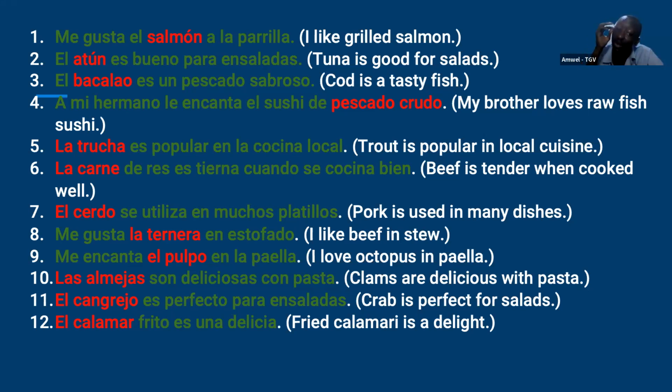Then el cerdo se utiliza en muchos platillos. So pork is used in many dishes. Me encanta el pulpo en la paella. I love octopus in paella. Then el cangrejo es perfecto para ensalada. Crab is perfect for salad. Then el camarón frito es una delicia. So fried shrimp is a delight, or delicious.